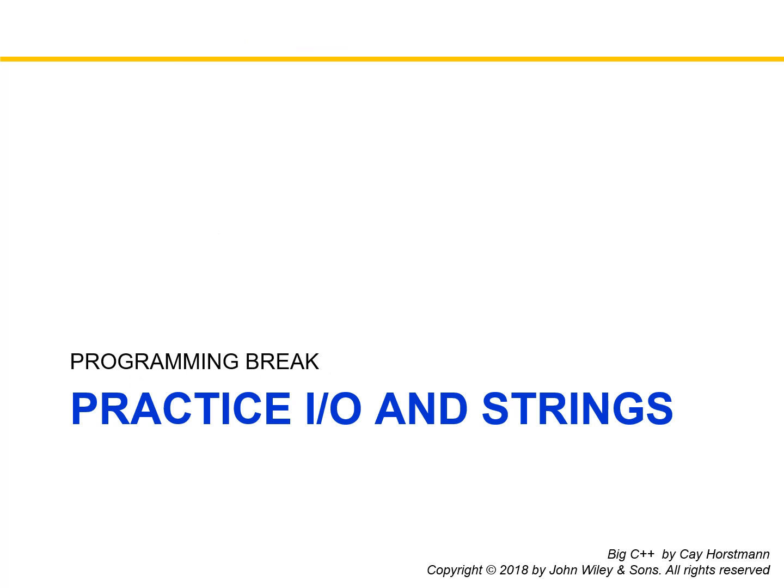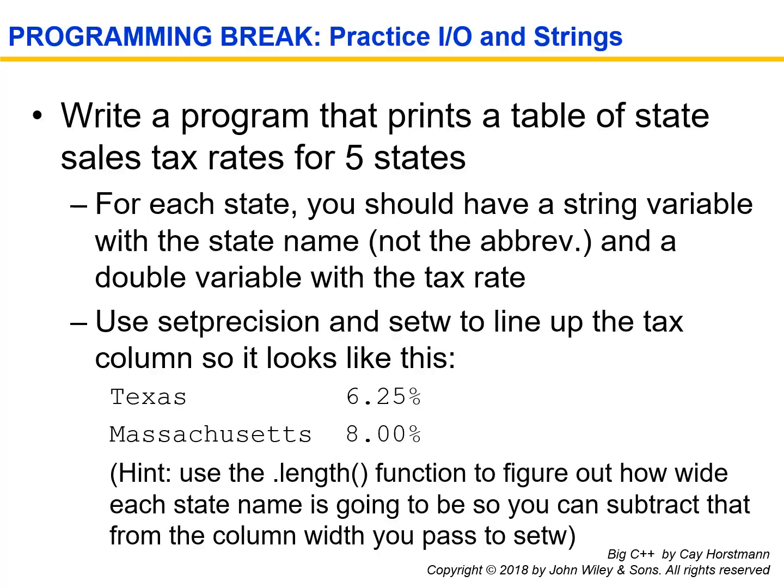All right. Now, I hope that wasn't too much of a whirlwind tour of IO and strings for you to have caught the most important parts. So we're going to take a programming break, and you're going to try to write a program that prints a table of state sales tax rates for 5 states. Pick any 5 that you like. For each state, you should have a string variable with the state name, not the abbreviation, and a double variable with the tax rate.